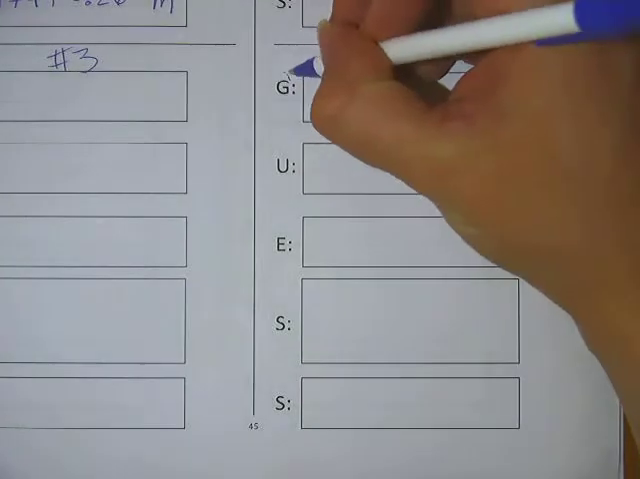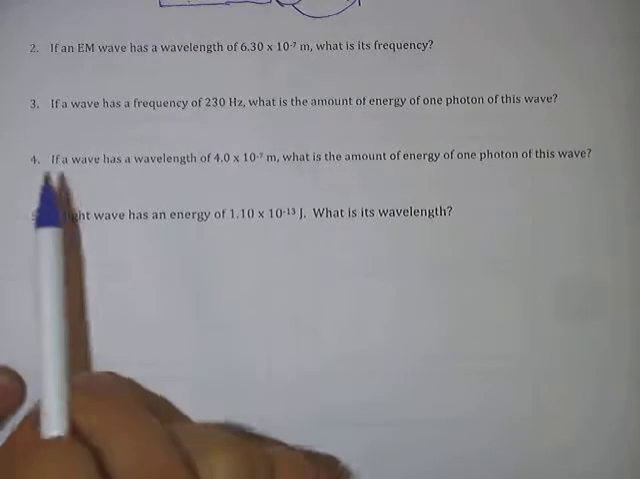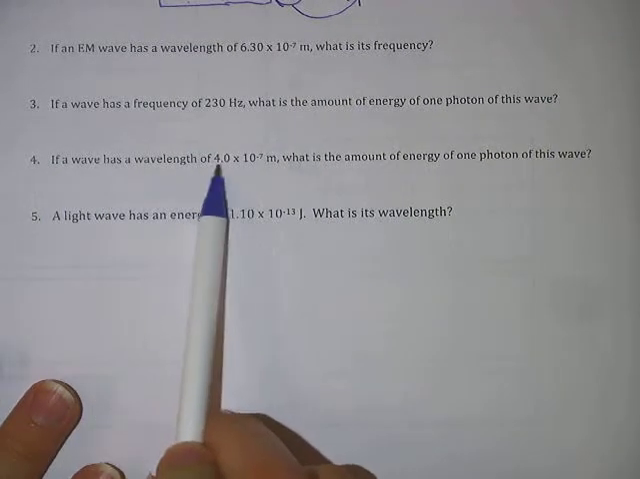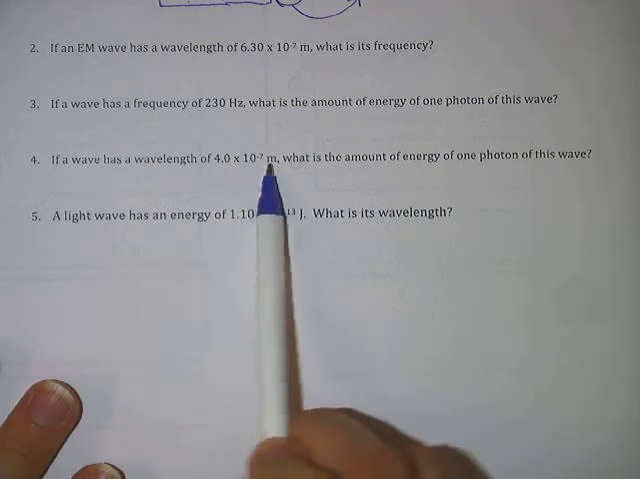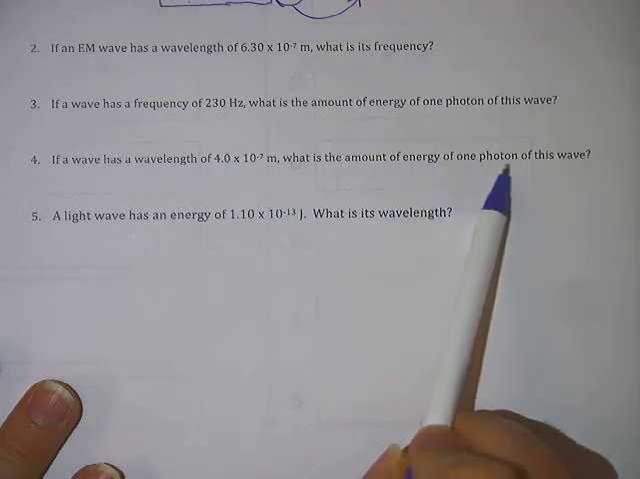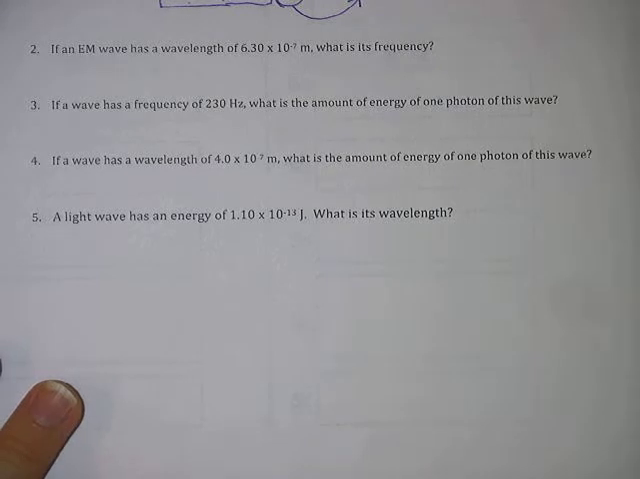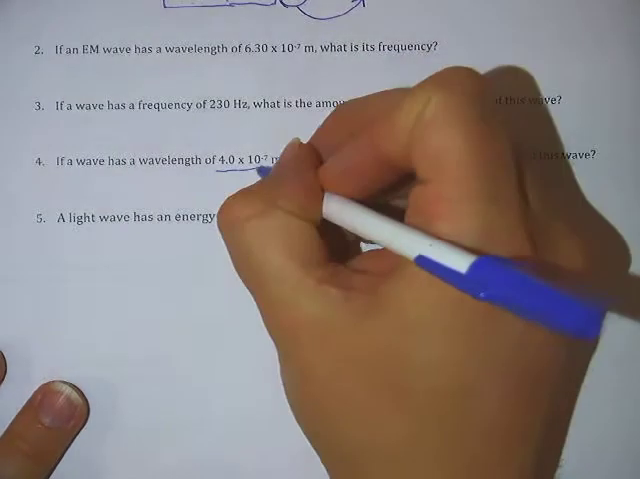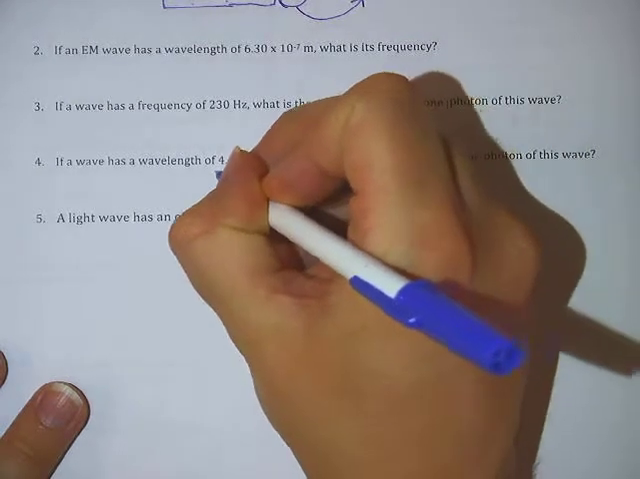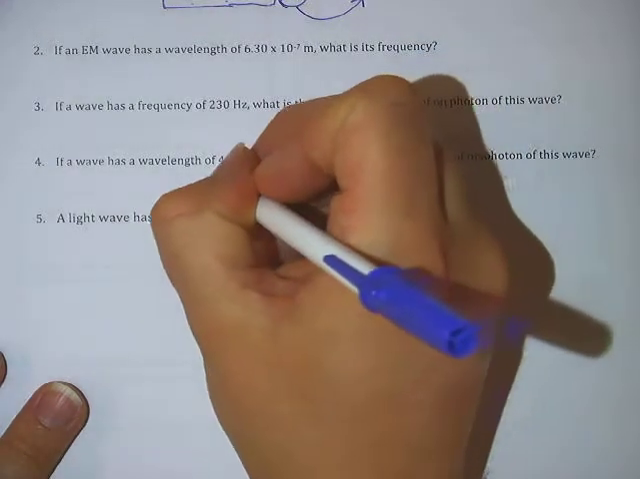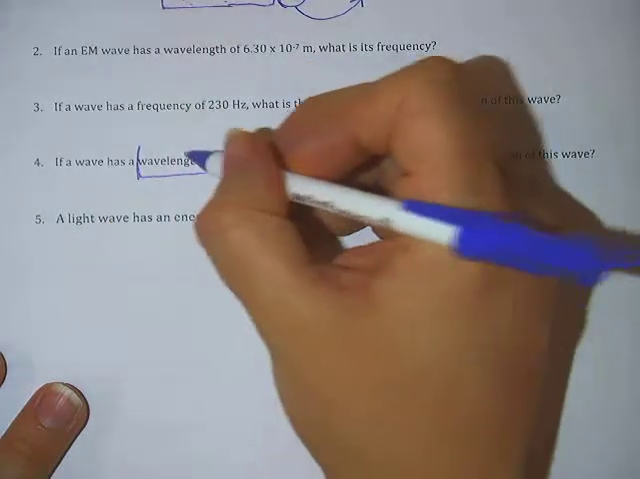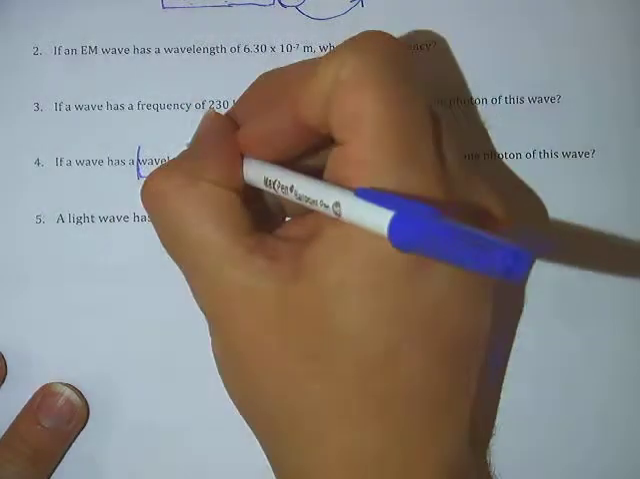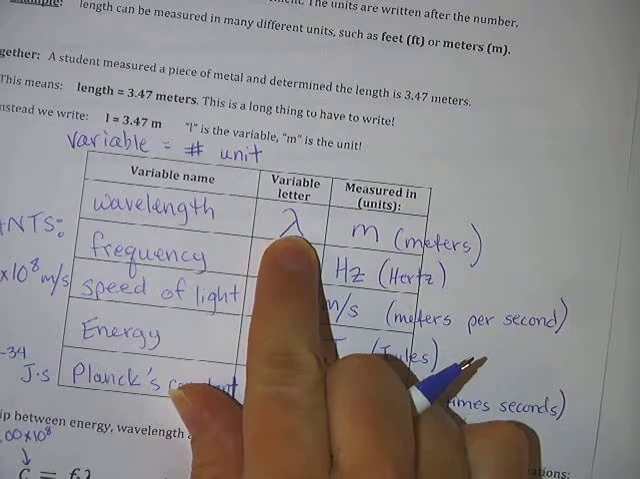First, we need to find our given. So I go look at number 4, I read it. If a wave has a wavelength of 4.0 times 10 to the negative 7th meters, what is the amount of energy of 1 photon of this wave? Find the number they gave you. It should have a unit with it. And they should mention a variable as well, and they did. It says wavelength of. So that means wavelength, remember our variable for wavelength is this Greek letter lambda.